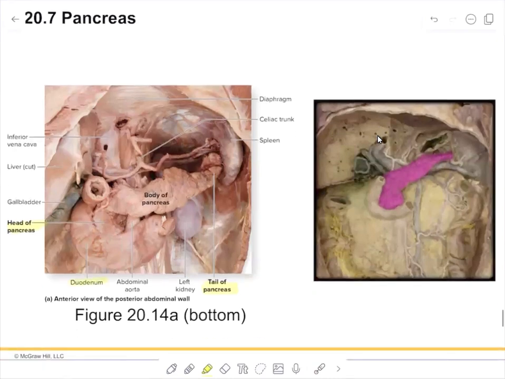On the image to the right, this is from a cadaver image, and the gland which is highlighted is the pancreas. So you should be able to recognize this highlighted organ.